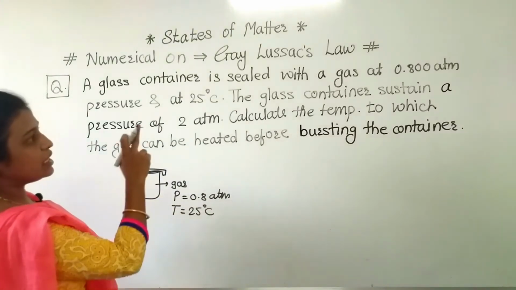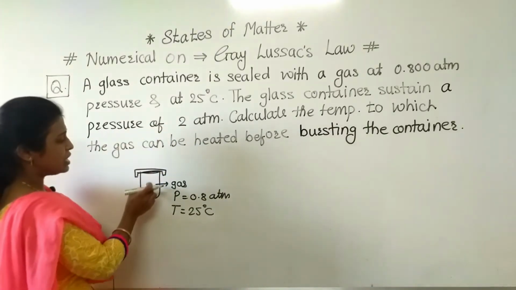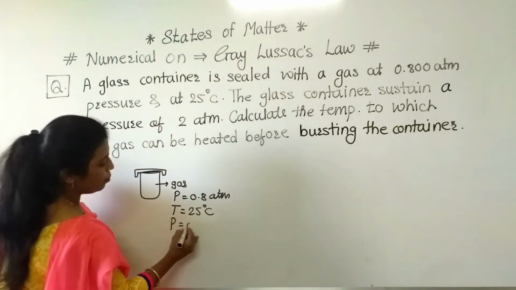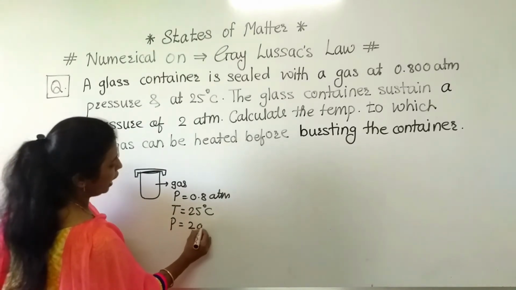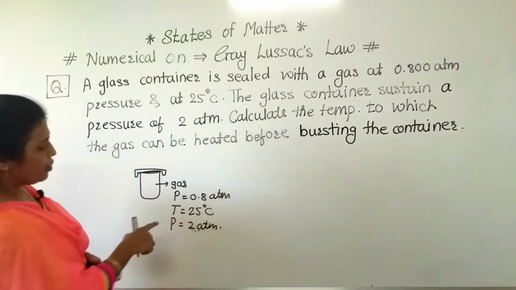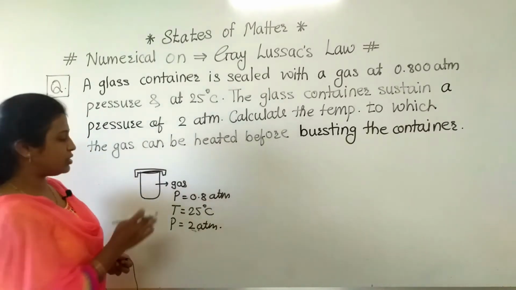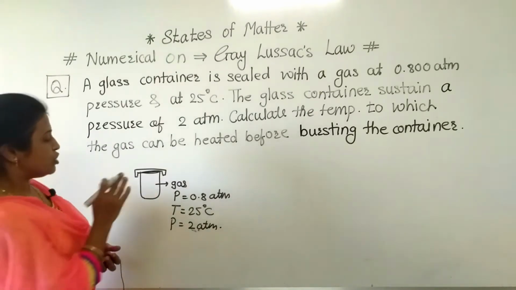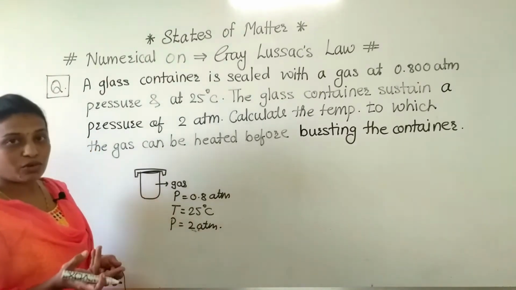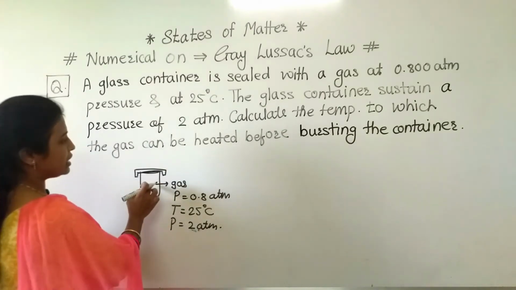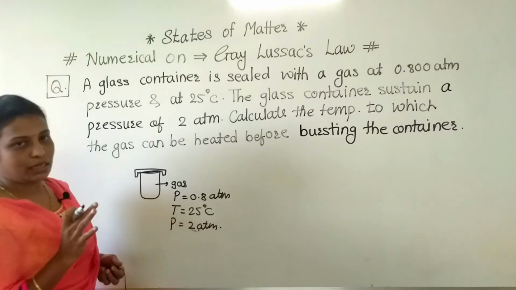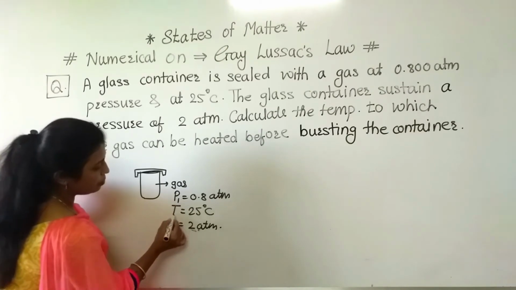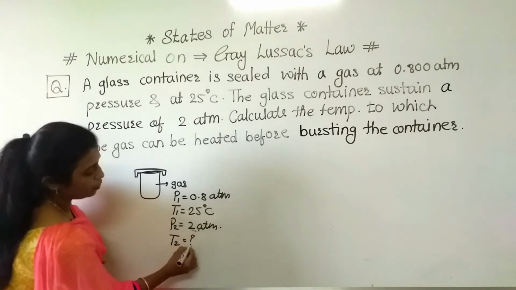Understood? Now see, the glass container sustains a pressure, means whatever gas is in that container can sustain up to 2 atmospheric pressure. Now we understood that up to 2 atmospheric pressure that gas can be sustained in that container, means it will not undergo bursting. So we understood about the pressure. What about the temperature? Up to what temperature that container can be sustained before bursting, that we are going to calculate. So here we got P1, T1, P2, we have to find out T2.